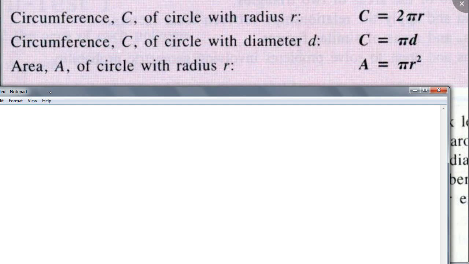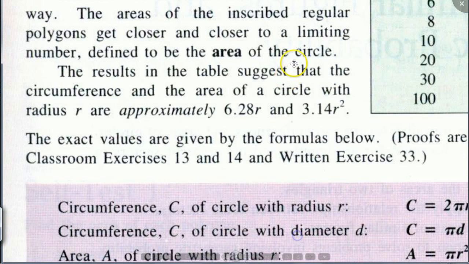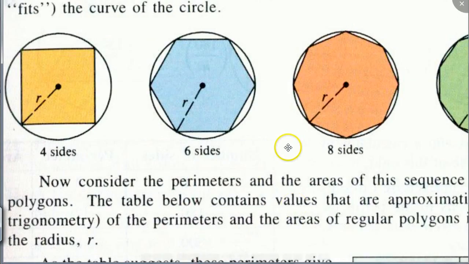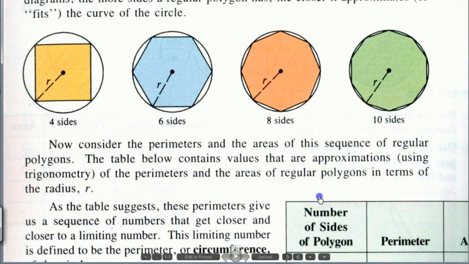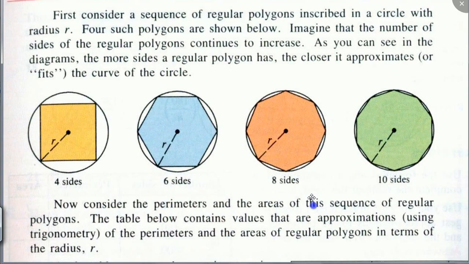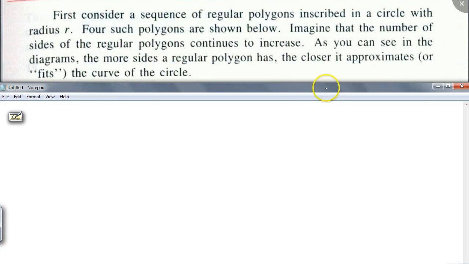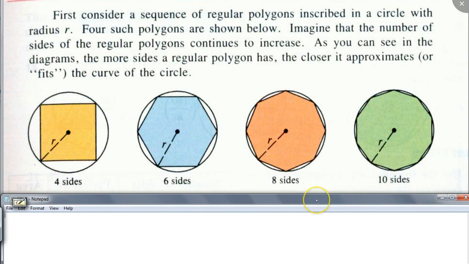Okay. So here's what we're going to start with. Remember what we did last time? We talked about a bunch of these regular polygons that are inscribed in a circle. Let's see how that has to do with figuring out the area and the circumference of the circle. It's showing why the formula comes out that way.